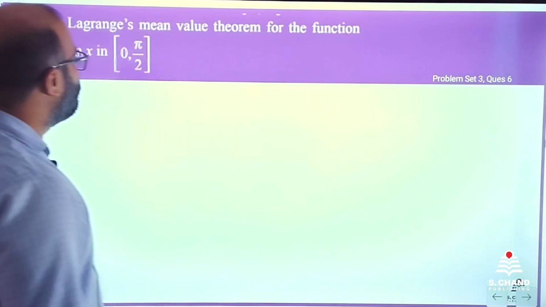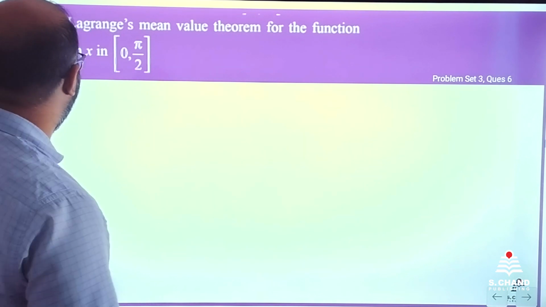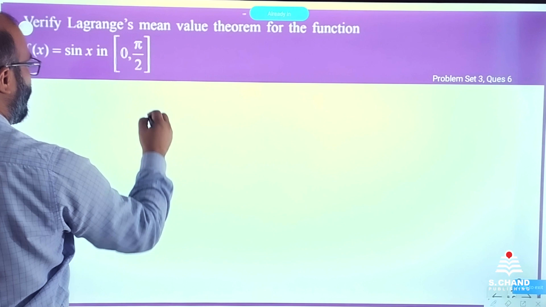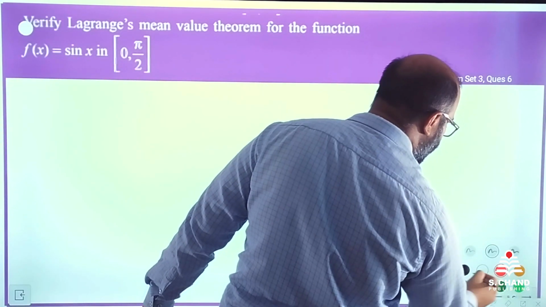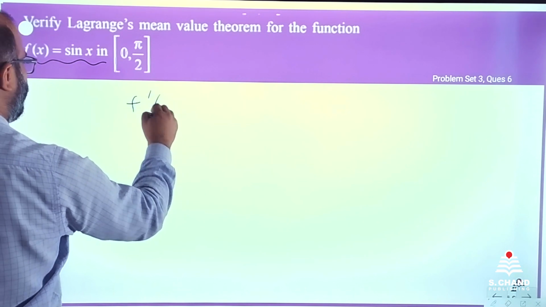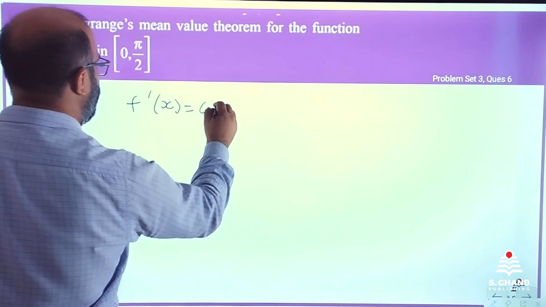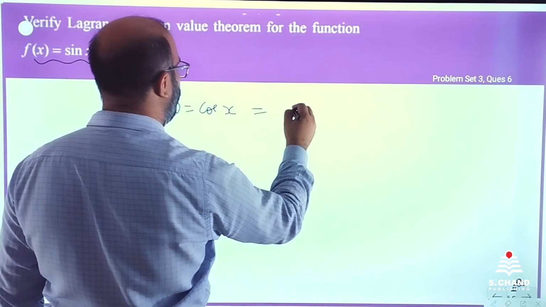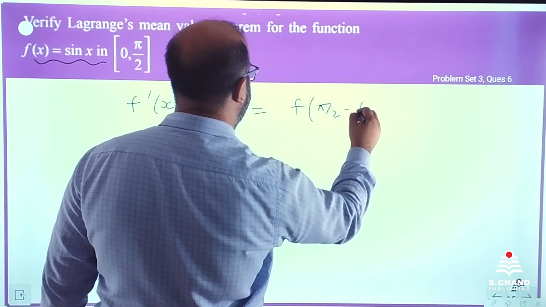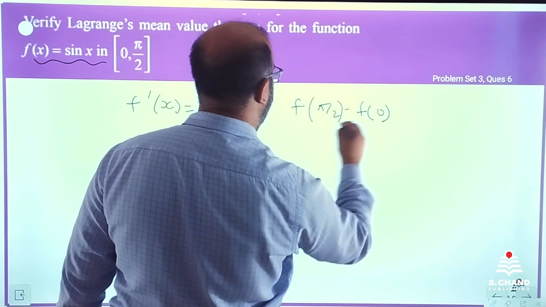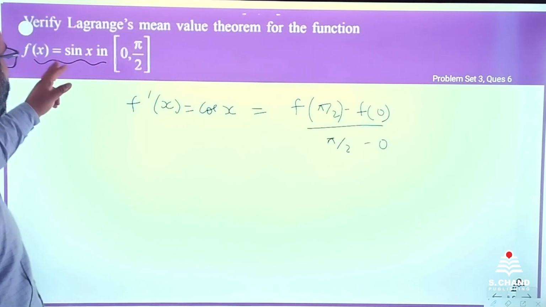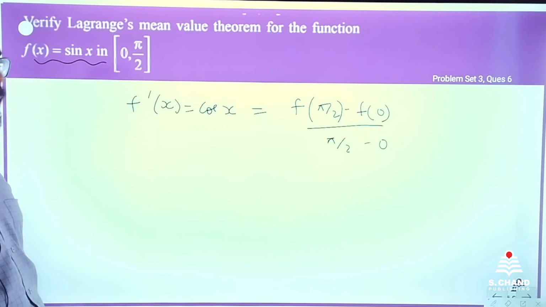Verify Lagrange's mean value theorem for the following function. So what was Lagrange's mean value theorem? As we have here, the function f(x) is equal to sin x and f dash x is equal to cos x, which is actually equal to f of pi by 2 minus f of 0 by pi by 2 minus 0, if this is differentiable and continuous in 0 comma pi by 2.